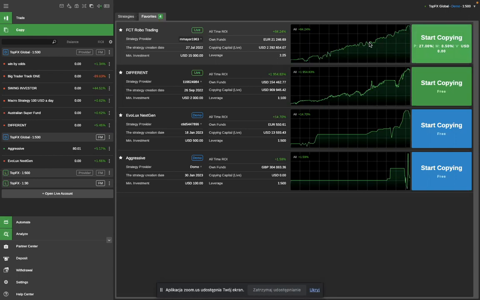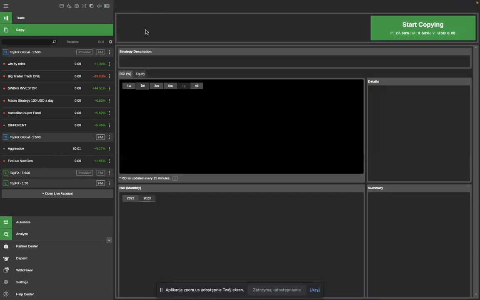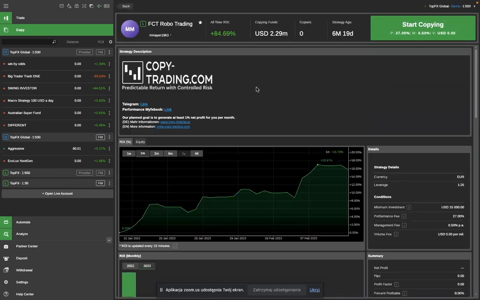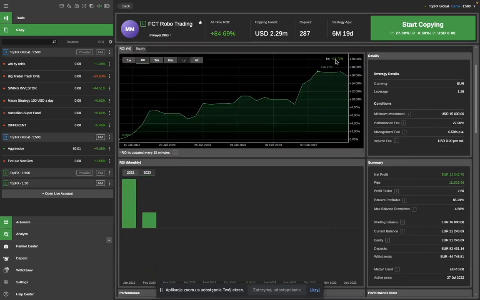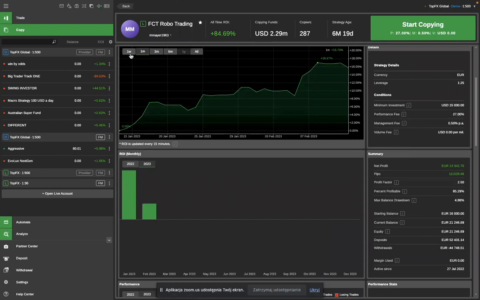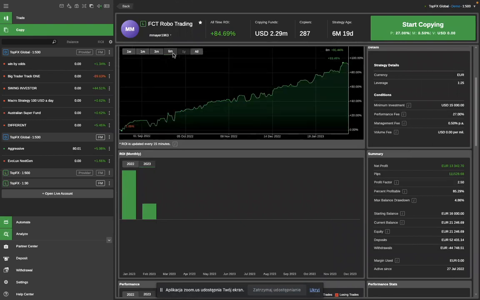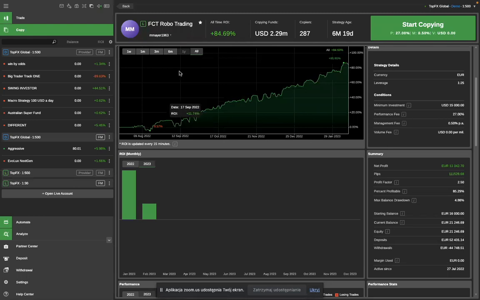Okay, let's get into the details. Let's take a look at this strategy. Let's click on it. As you can see here, the strategy age is over 6 months right now. Let me select 3 months, 6 months, and this is all time. This is all of the time that the strategy was on, 6 months and 19 days.